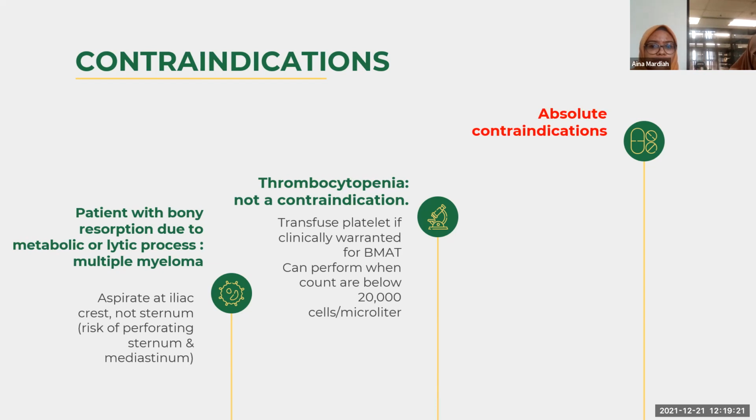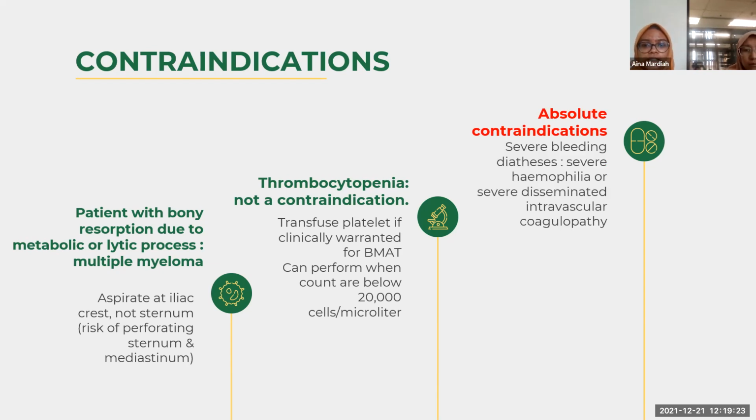Continue. For absolute contraindications, if the patient has severe bleeding diseases like severe hemophilia or severe disseminated intravascular coagulopathy, DIC, they are not indicated for bone marrow aspiration and trephine biopsy. Another additional contraindication is biopsy at the sternum. We should avoid biopsy at the sternum to avoid perforating the mediastinum.